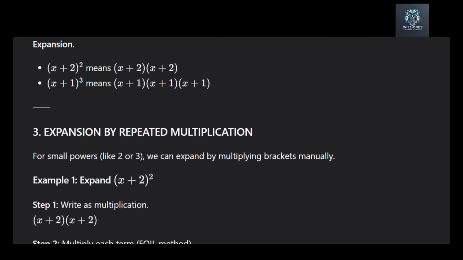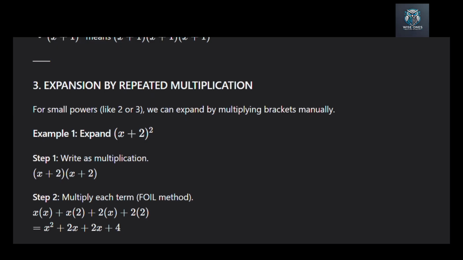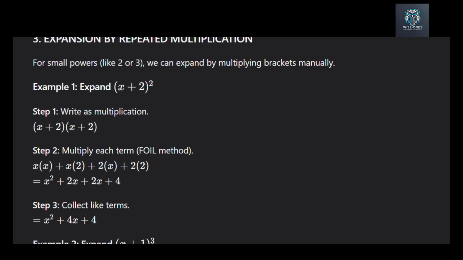We will look at example 1. The question is, expand x plus 2 squared. Step 1 is to write it as multiplication. So instead of writing the power of 2, we write two brackets. Open bracket x plus 2, close bracket, multiplied by open bracket x plus 2, close bracket. Step 2 is to multiply each term. Many of you might have heard of the FOIL method. F stands for first, O stands for outer, I stands for inner, L stands for last.